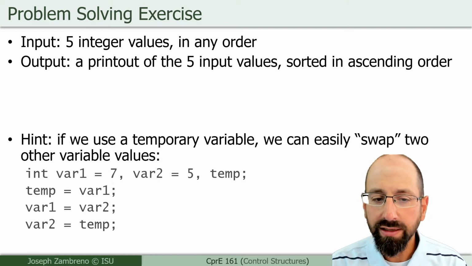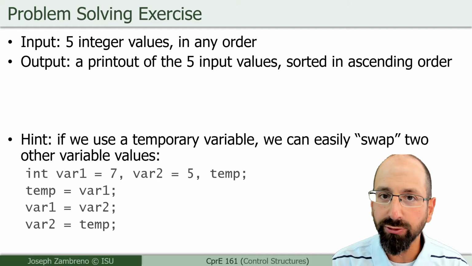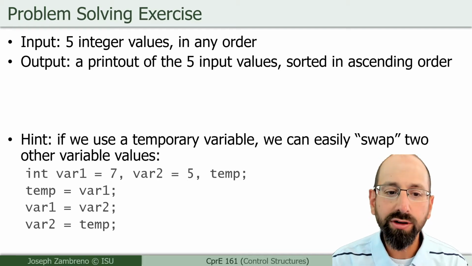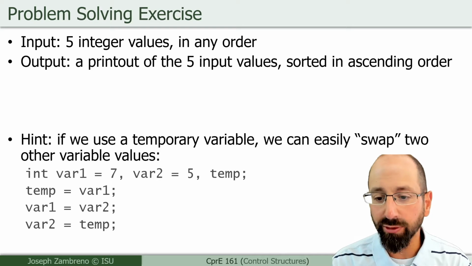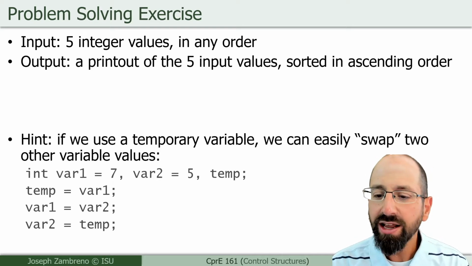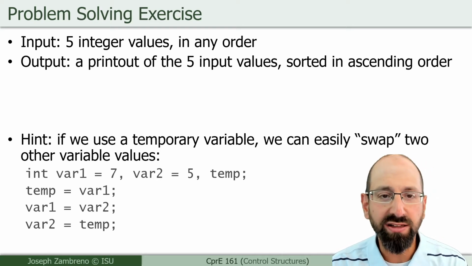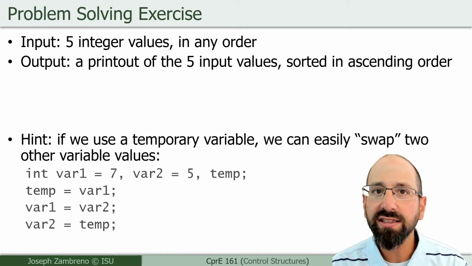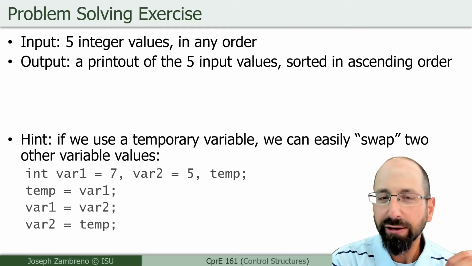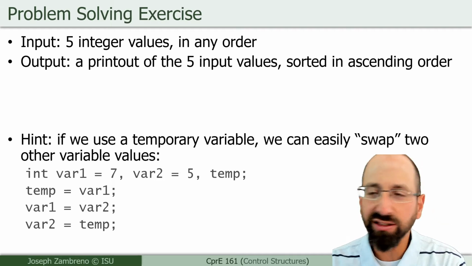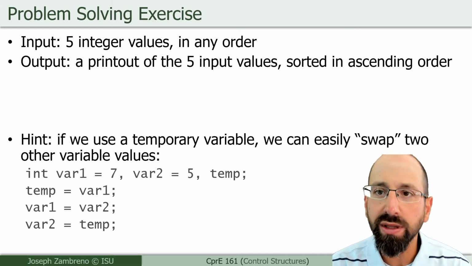So the problem has an input with five integer values provided in any order. The output is a printout of the five input values sorted in ascending order. When we refer to something being sorted, we usually have to also specify sorted as to what. In this case, if they're integer values sorted in ascending order, the first value should be the smallest, the last value should be the largest, and everything else in between should be in order.